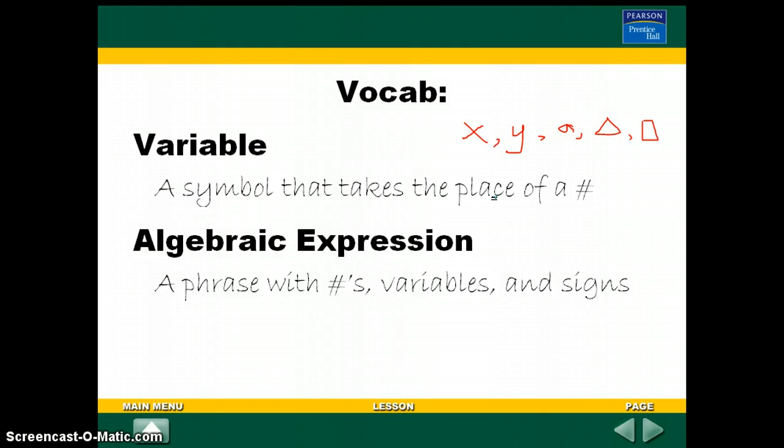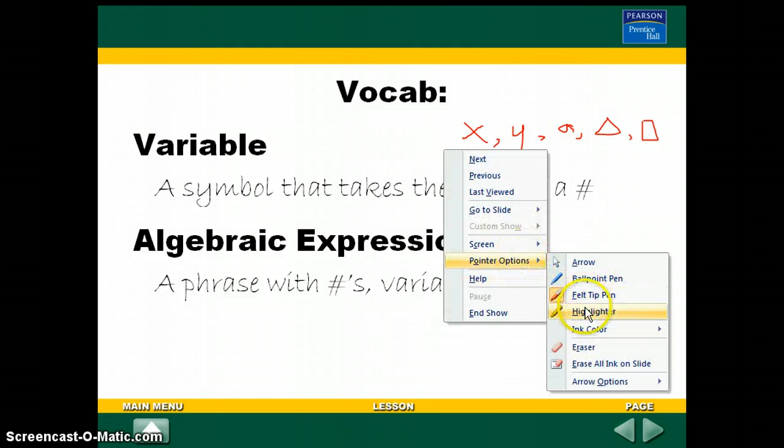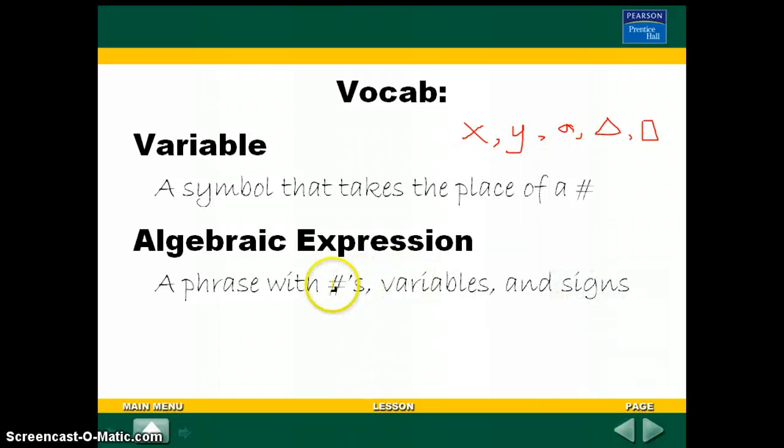In this case, look at what it contains. It contains numbers, variables, and signs. Three things. Numbers, variables, and signs. By signs, we mean like plus, minus, times, divide, those sorts of things. So those are the three things that we can have in an algebraic expression. So go ahead and take a minute to write that down.